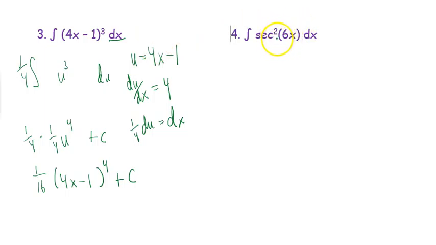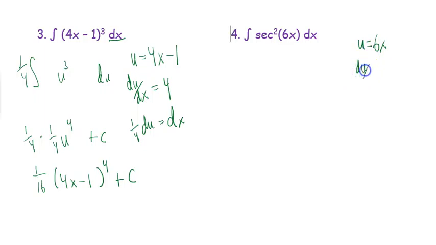You know that there's a rule for secant squared because the derivative of tangent is secant squared. But this is not just a plain x, this has a 6 with it. So some of you can do this in your head. This is like that first day when I was asking you if you can do any of this in your head. If you can't, then you do a u sub with the 6x.